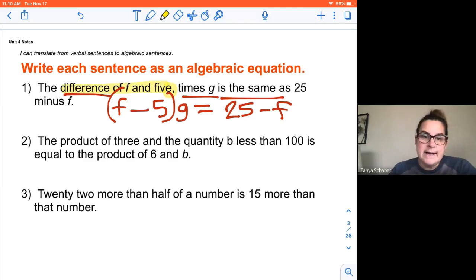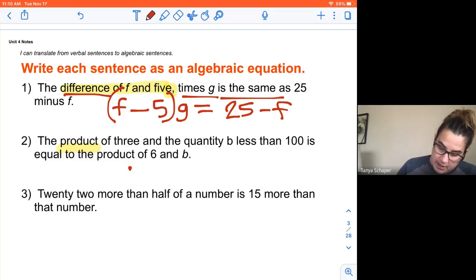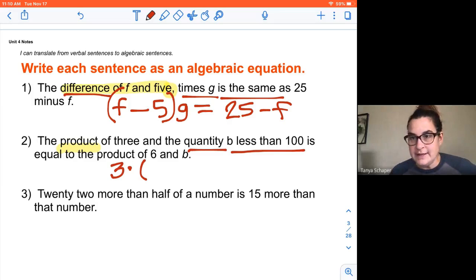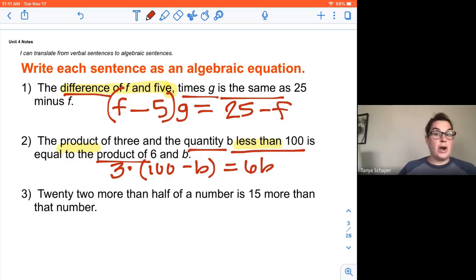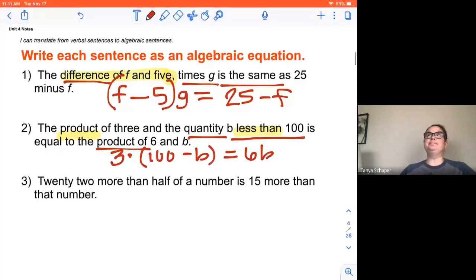Number 2, the product of, so product is multiplication. What am I multiplying? 3 and the quantity, be less than 100. Whew, this has a lot of stuff. There's my switch word. Less than tells me I reverse the order in which I write them. So it's going to be 100 minus b is equal to the product of 6 and b. And again, we are just writing those. We're not solving them out right now.